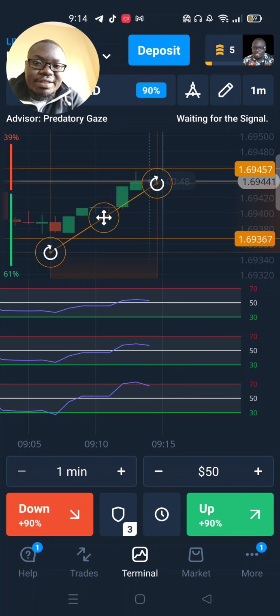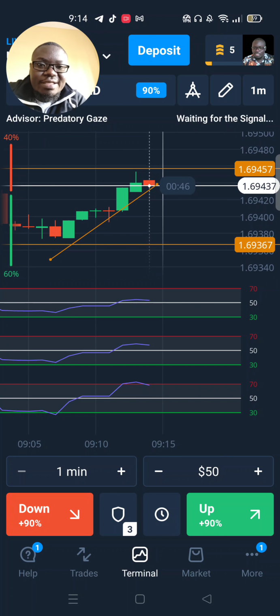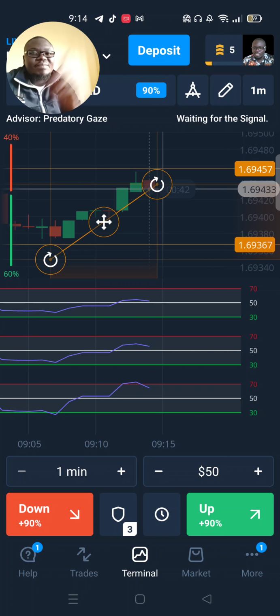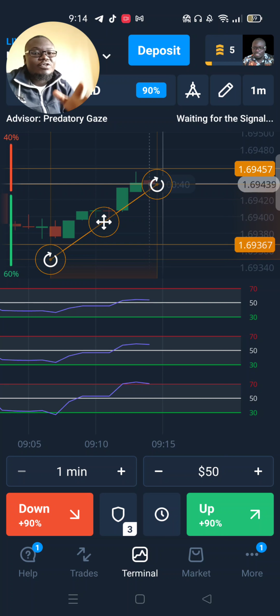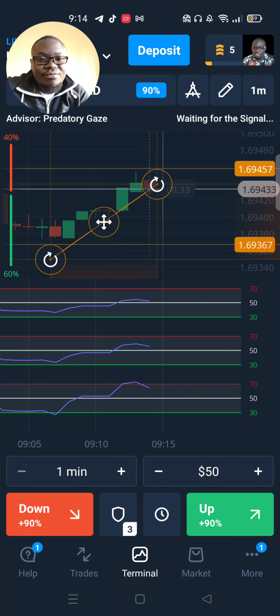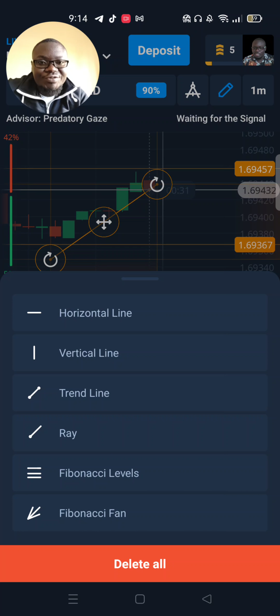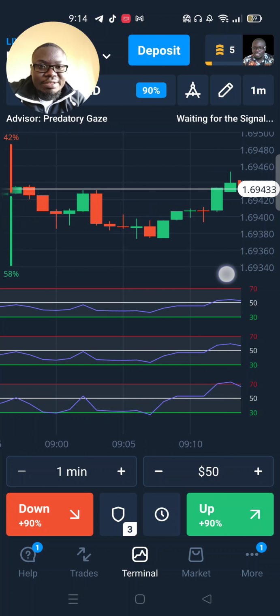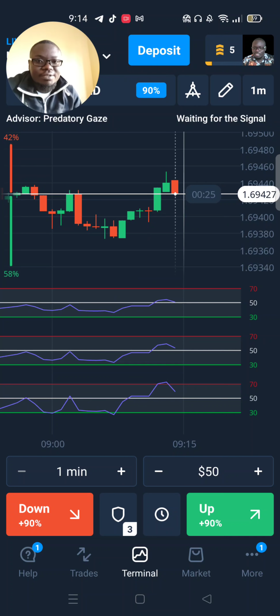Yes, so that's another way of setting up a support level. If the market is on an uptrend and you want to set up a channel along that trend, then you can use the trend lines. Okay, so you can use the trend lines to do that.